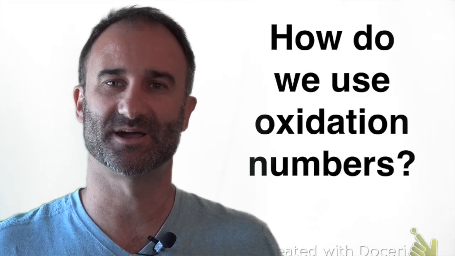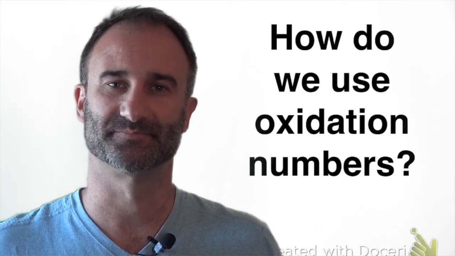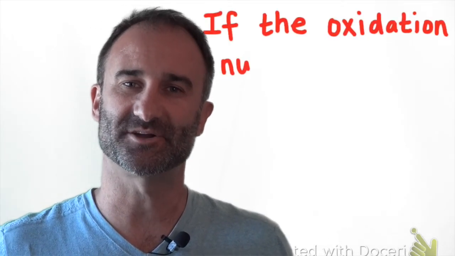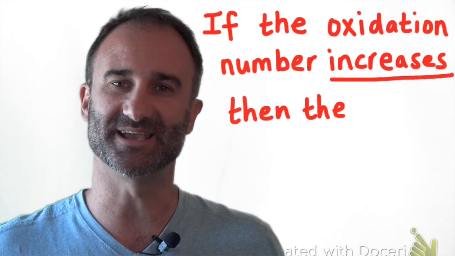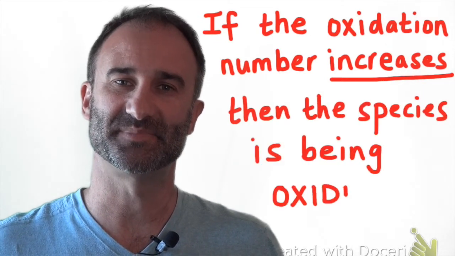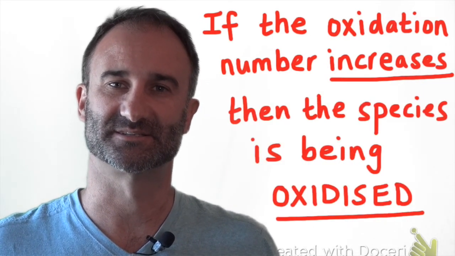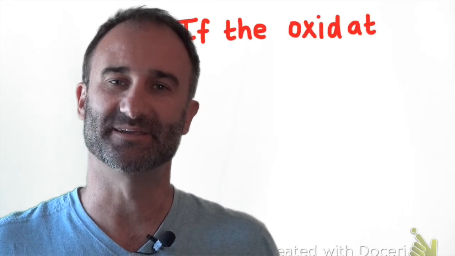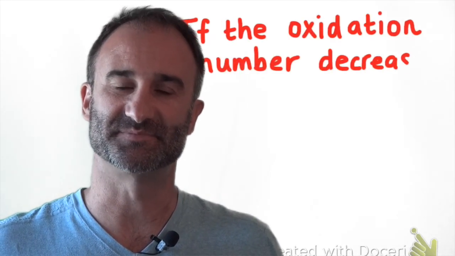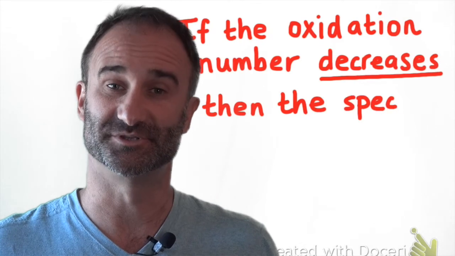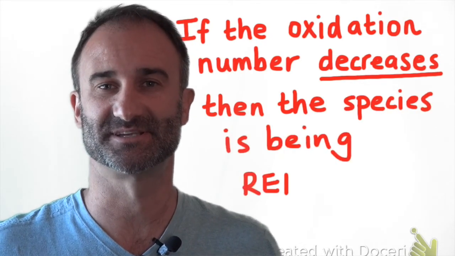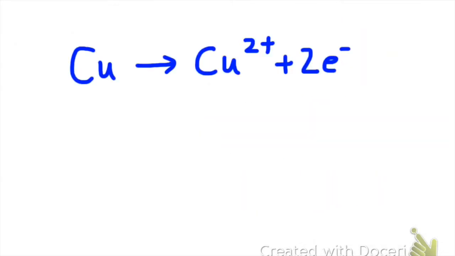Now that we can assign oxidation numbers, let's have a look at how we use them in redox chemistry. Two important facts to remember. Firstly, if the oxidation number of a species increases, then it means that that species has been oxidized. And similarly, if the oxidation number of a species decreases or reduces, then that substance has been reduced.